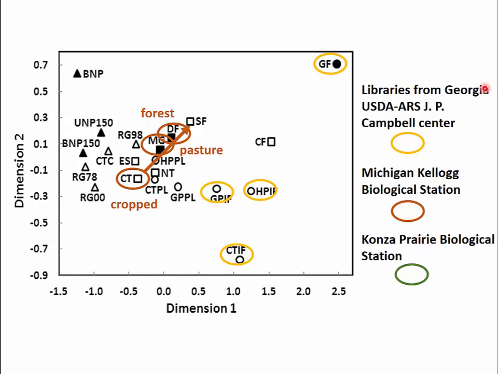Now we can look at transitions. So this is a case of the cropped was allowed to go to successional forest about 55 years ago, and then we presume this forest is heading into a natural forest. So there was a big transition in the community here.